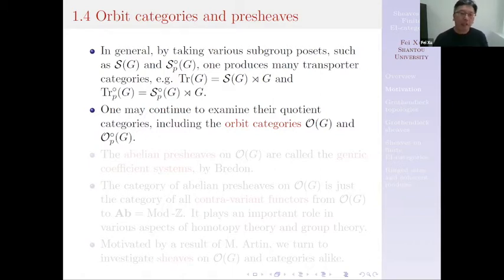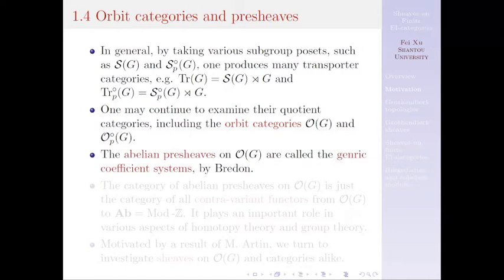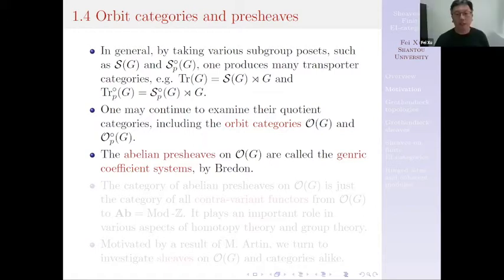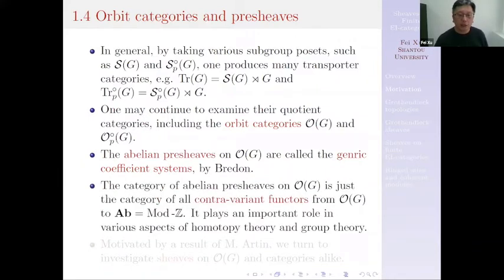Now, abelian presheaves on the orbit category are quite important, as everyone knows. And so there are lots of studies into abelian presheaves on the orbit category. And all these abelian presheaves, well, I mean, a presheaf is another name for contravariant functors. So all of them are from the abelian category.